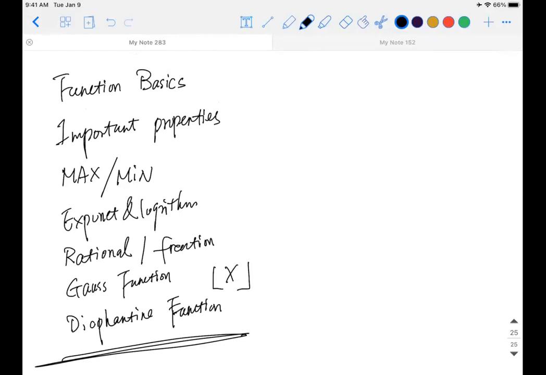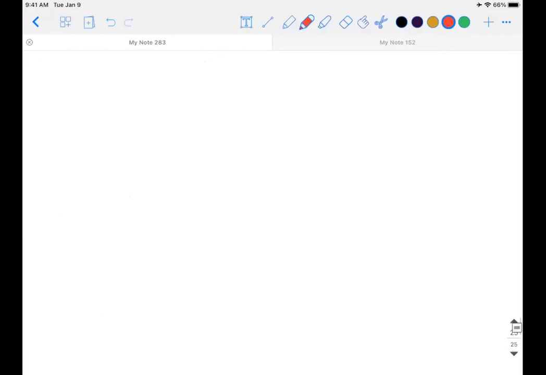Perfect. If all good, let's jump to our first part. This is our first lecture, function basics. Okay, let's jump to a new page for this.